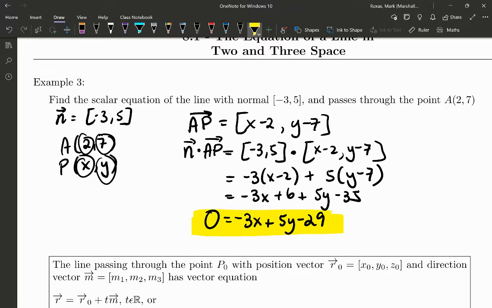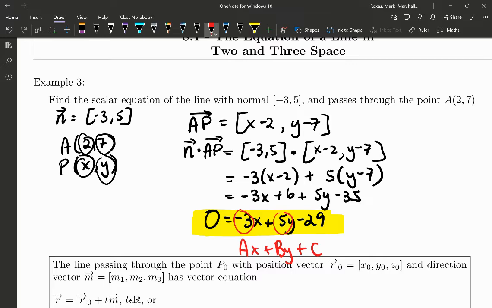So now here, on the right side, we see something that looks like that scalar equation form ax plus by plus c, with negative 3 and 5 being the capital A, capital B. That is your normal vector, and that is the scalar equation of the line.